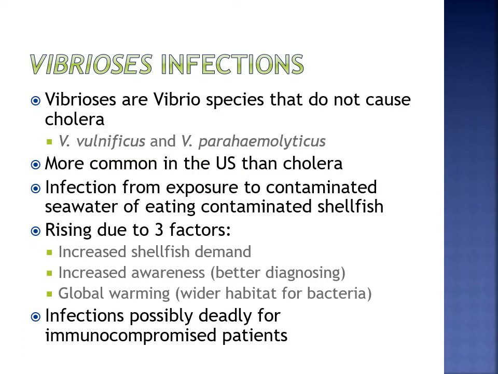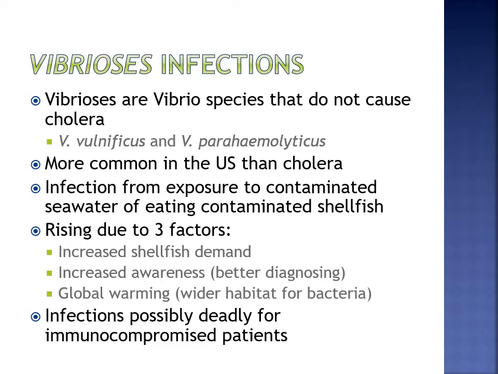We also have some Vibrio species that do not cause cholera, specifically Vibrio vulnificus and Vibrio parahaemolyticus. These are more common in the US than the cholera species, so we're including them as well. Typically you get these from contaminated seawater or from eating contaminated shellfish. We're actually seeing numbers of these infections rise, and they're assuming that this is because of three main factors.